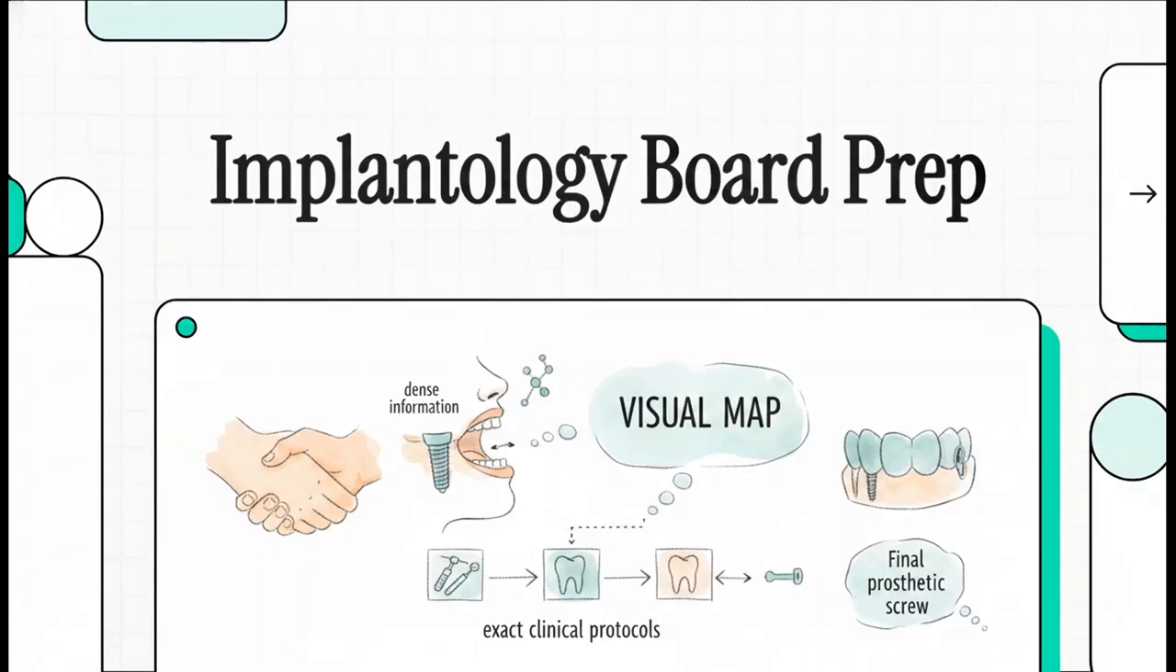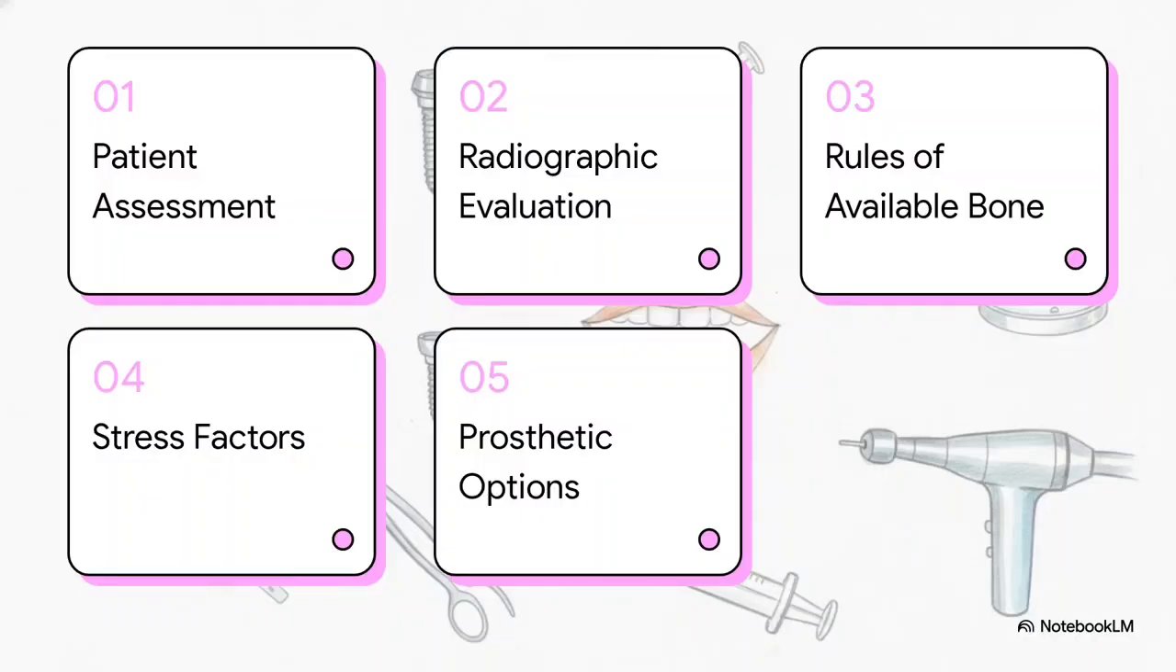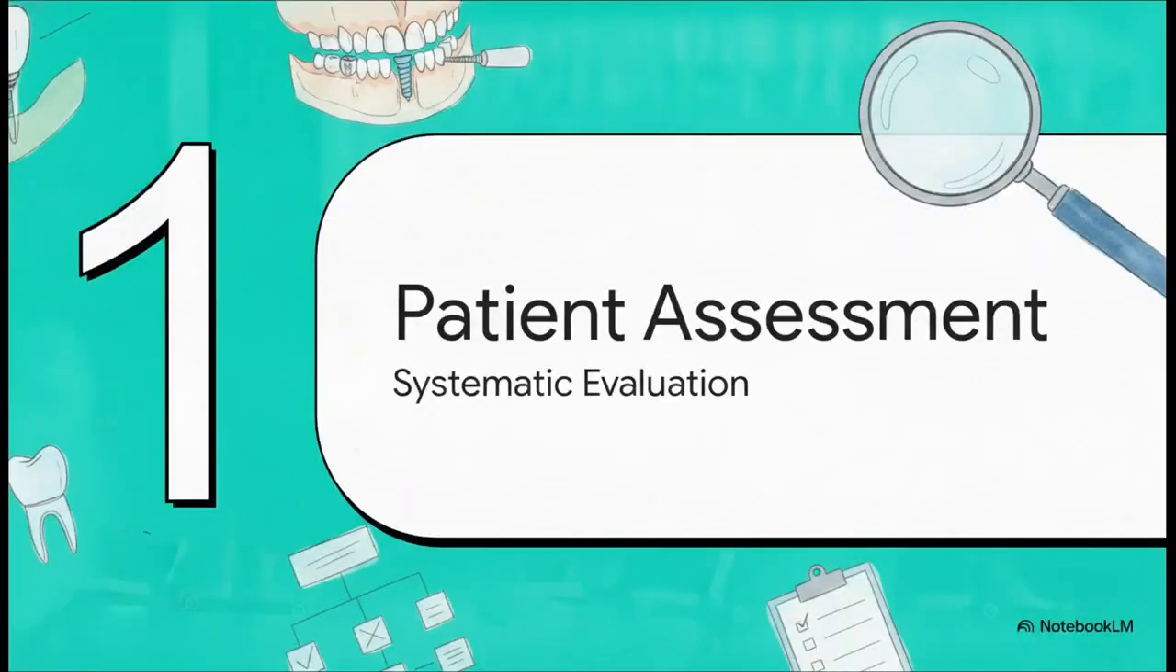By the time we wrap up, you'll have a crystal clear mental map of the whole process. I'm talking from that very first handshake with the patient all the way to torquing down the final prosthetic screw. Here is your study guide for the session. We're strictly dividing this chapter into 5 heavily tested buckets: systematic patient assessment, radiographic evaluation tools, rules of available bone, biomechanics and stress factors, and prosthetic treatment options. Let's do this. Section 1.